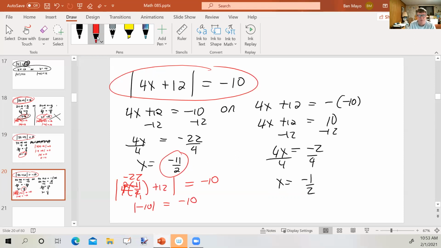But what is the absolute value of -10? It's +10. Does 10 equal -10? No, it doesn't. So that solution is not correct. Let's go to the second solution. Let's check our work there.